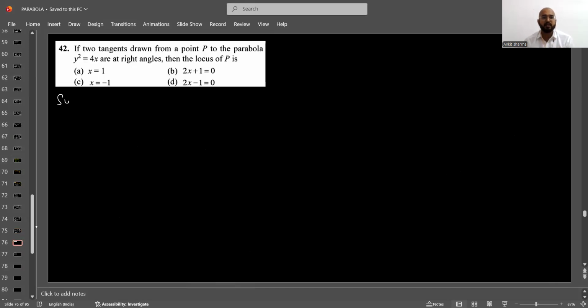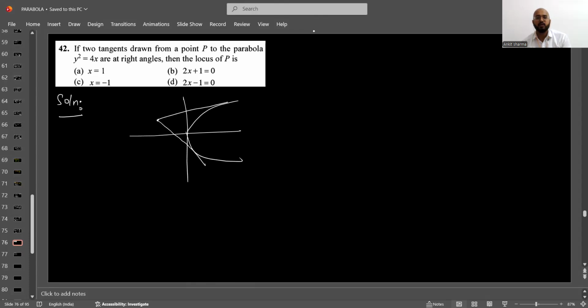Moving to the next. Here, you can pause the video and try to solve this question on your own. This states that if two lines drawn from a point P to the parabola y square equal to 4x are at right angles, then find the locus of P. So of course we know that this is my parabola y square is equal to 4x, and tangents drawn from this point are at right angles. That means tangents are perpendicular. So if the tangents are perpendicular, then the locus of this point is going to be the directrix, from the result which we have derived.